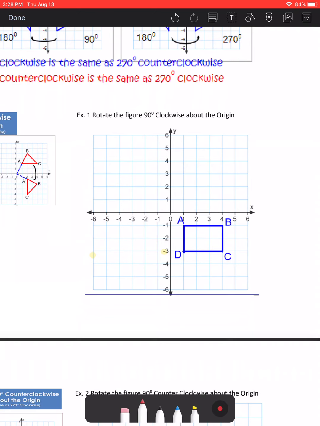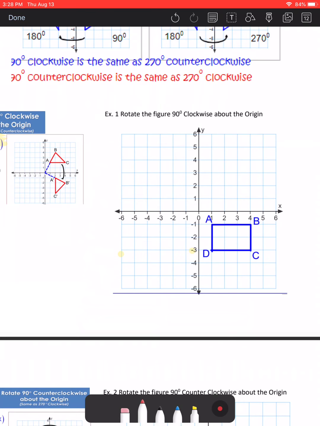The first thing that I would like to do for this particular problem is to identify what our points A through D are, our original points. Well, my point A is located at (1, -1). My point B is located at (4, -1). C is located at (4, -3). And D is located at (1, -3).